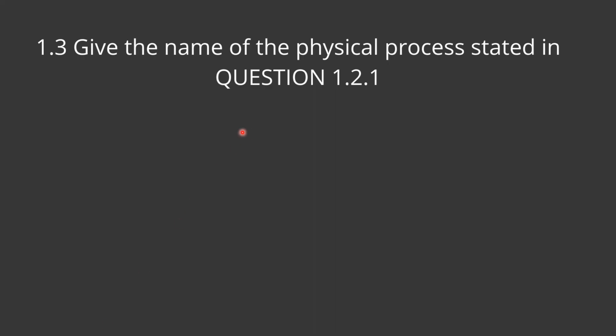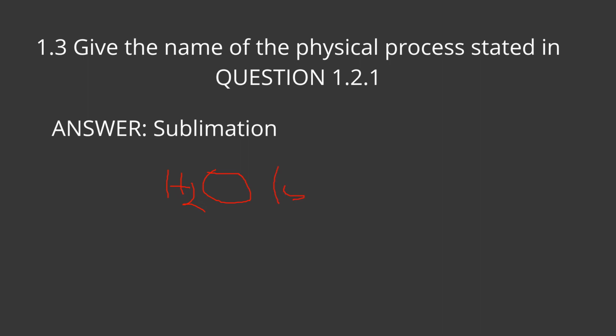And then in 1.3 they say, give the name of the physical process stated in question 1.2.1. My slide is not allowing me to go back, which is really frustrating, but I'm sure you've written it. In 1.2.1 we were talking about water that started off as a solid. Remember H2O, and in the brackets it was written that it's a solid.